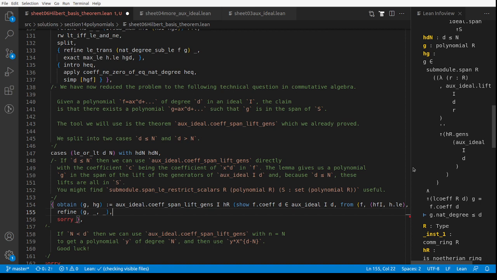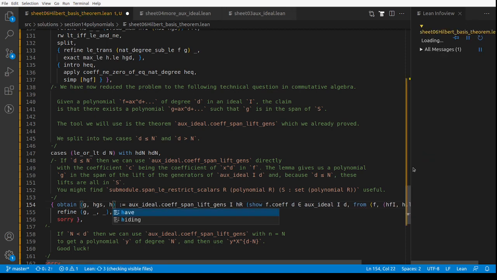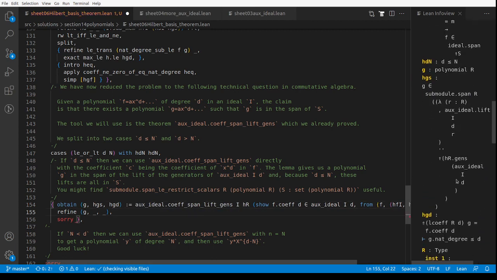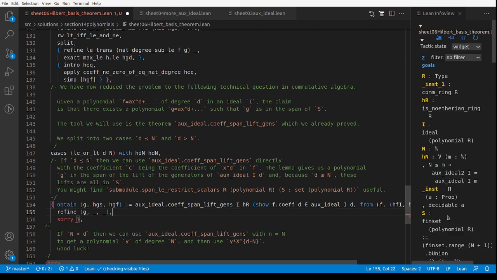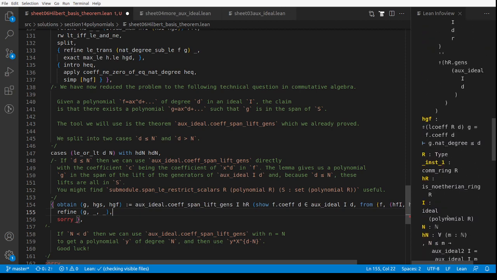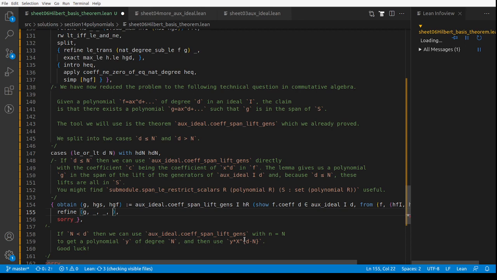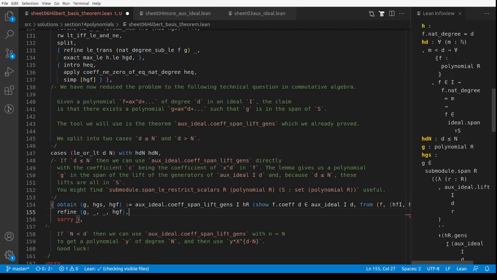So maybe I should do HG span and then HG degree. So now what? Oh, was it degree H? No, this is HG. This should be HGF. So now I've got two goals, but what's this last goal? Oh, it's more. I've got to prove that G is in the span of S, and is that HGF? Yes, it is.